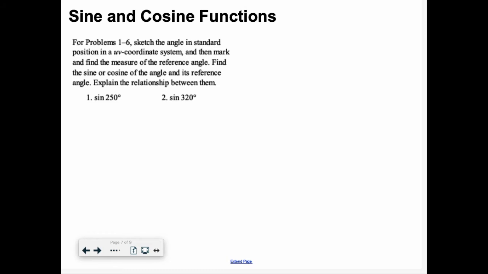So we're going to go over a couple of problems here. For 1 through 6, we're going to sketch the angle in standard position in a UV coordinate system. Then we're going to mark and find the measure of the reference angle. Find the sine or cosine of the angle and its reference angle, then explain the relationship between them. So let's do number 1.